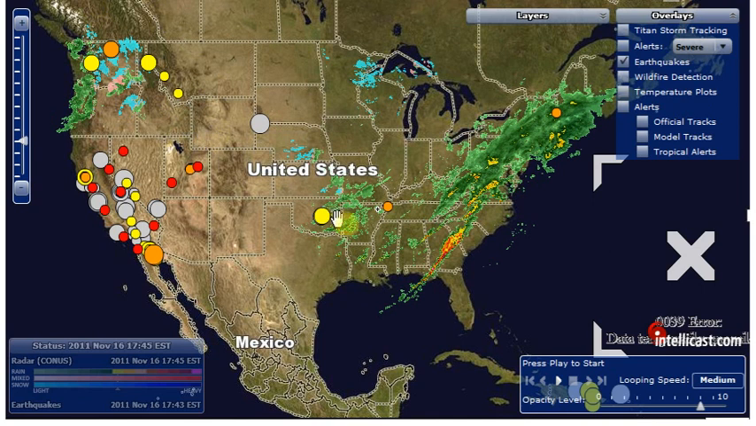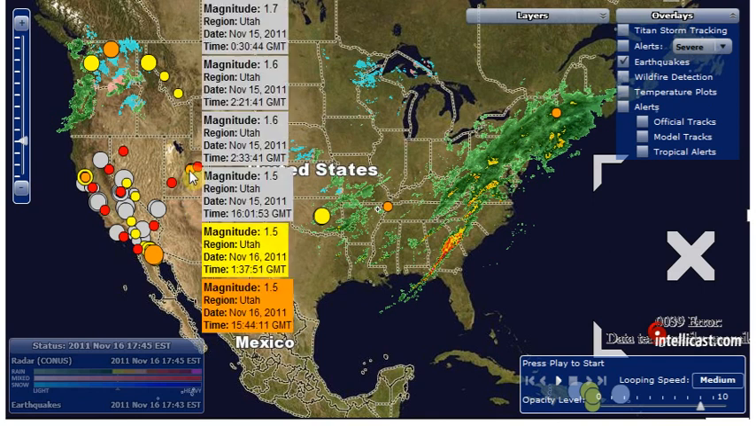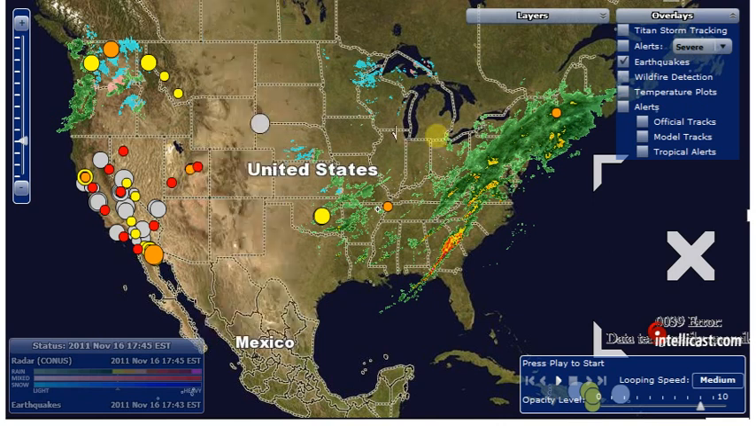And then the last one is if you go to central Utah, this orange one here, you got a 1.5 at 15:44, and then if you go all the way over here to New Hampshire, you've got a 1.6 happening at 15:57, which is just 13 minutes apart.